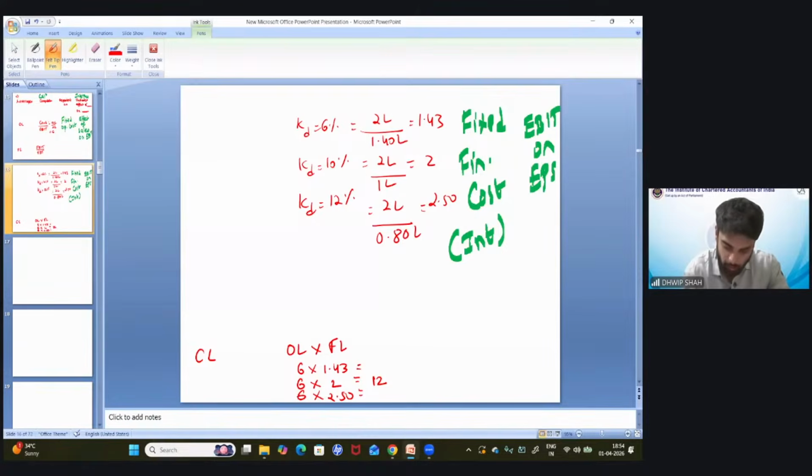So there is no scope of any error. So this is 8.58, 12 and 6 into 2.5. This is 15. ठीक है?